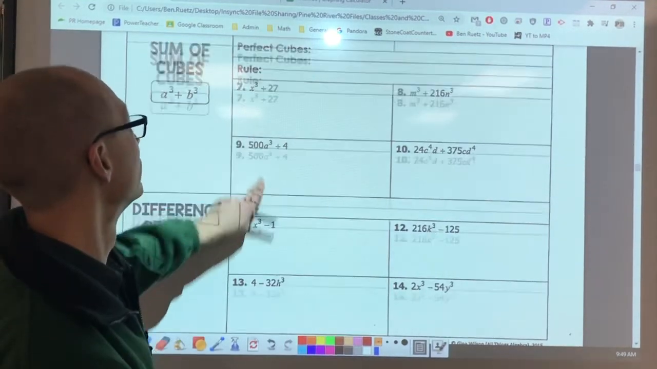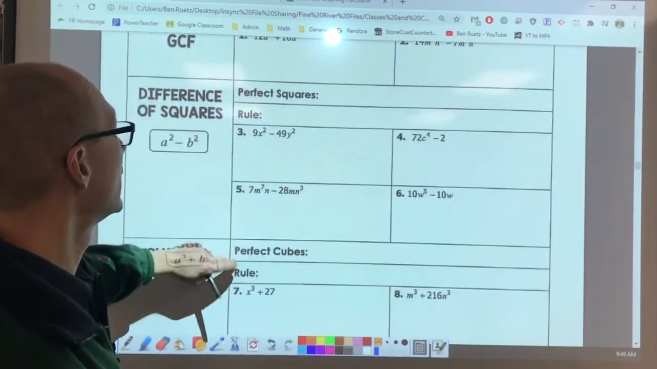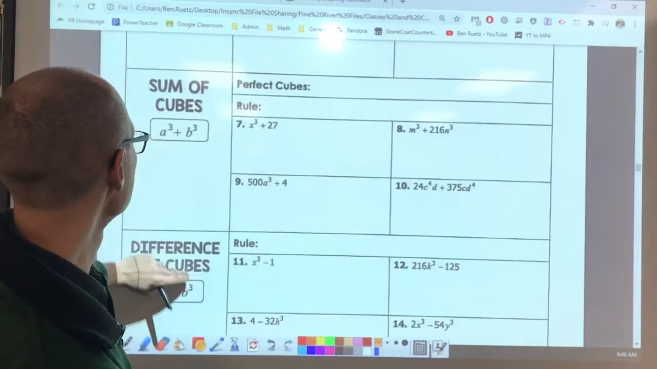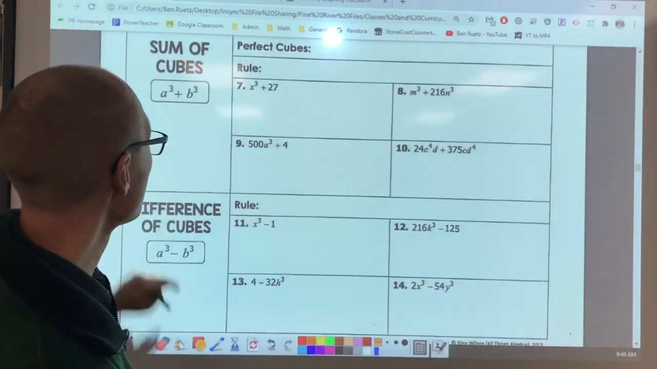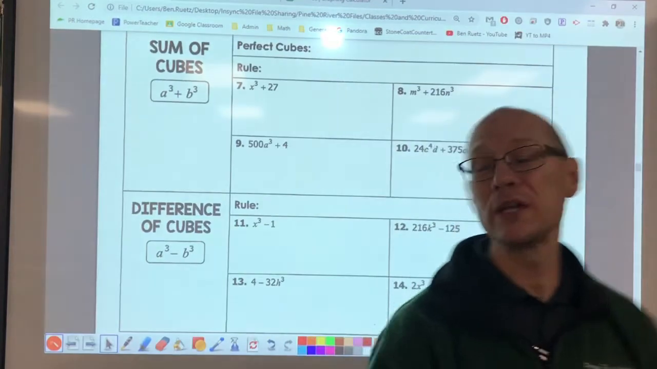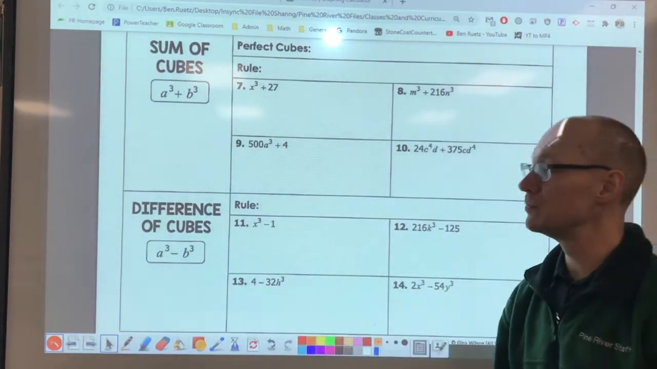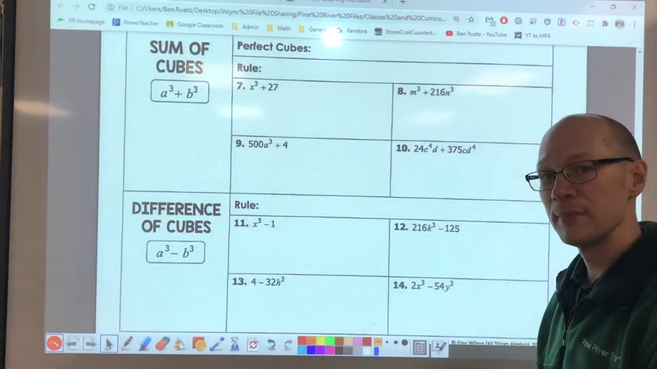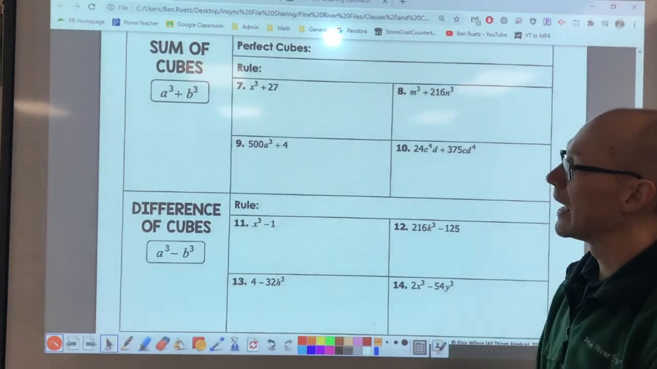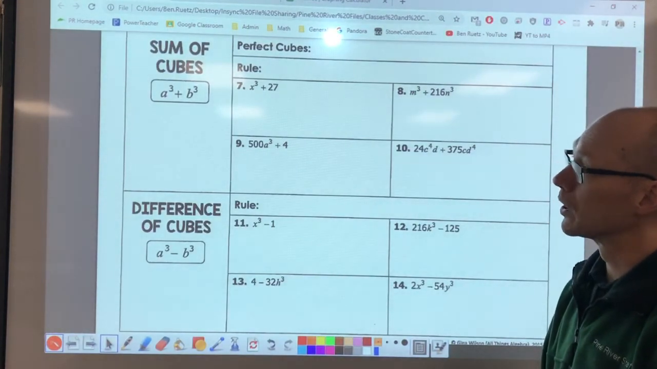We're on section 4 notes today. Hey, how you doing? Section 4 notes is all about factoring, which we've done, except we've not seen the sum of cubes and the difference of cubes. So I want to make sure that we see how those rules work.